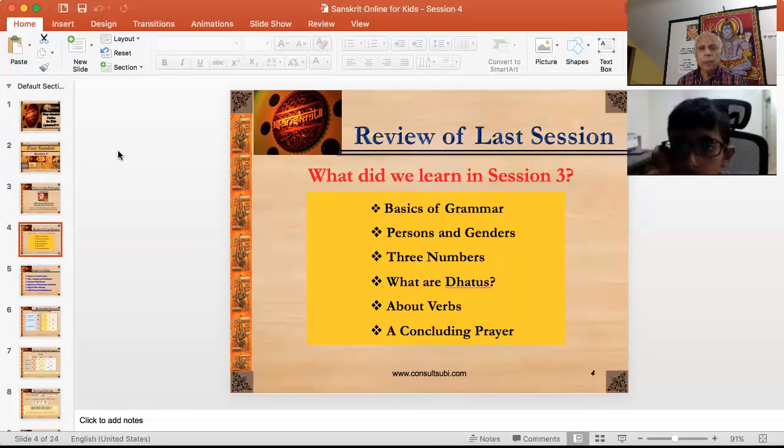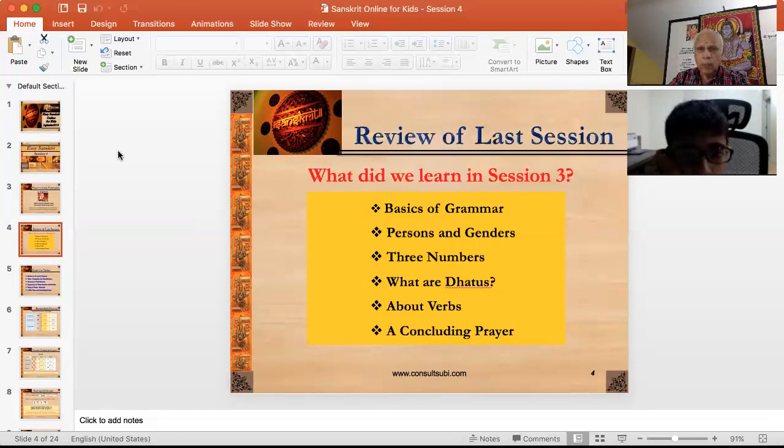We also learned what dhatus are. They are roots from which you build up words. Simple roots from which we build up words like bricks, one over the other, and we build up verbs as well as nouns. That is a speciality of Sanskrit. And we learned something about verbs. Not fully, but verbs is a very detailed subject. We are going to deal with it today. We learned a little bit about verbs and then a concluding prayer. This is what we learned in our last session.